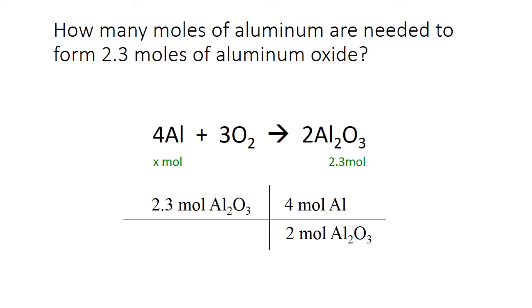And there we have our mole ratio, 4 moles of aluminum to 2 moles of aluminum oxide. We multiply 2.3 by 4 and then divide by 2. That will give us 4.6 moles of aluminum. So that's how many moles of aluminum are needed to give us 2.3 moles of aluminum oxide.